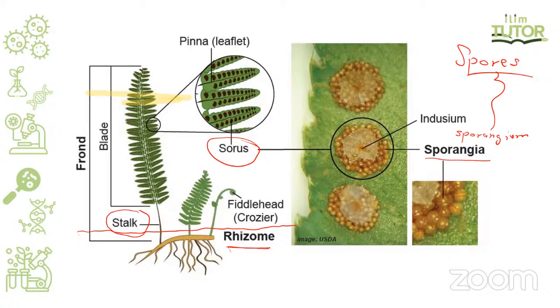Sporangia, sorus, frond, stalk, rhizome. Is that it? Okay, what about this?